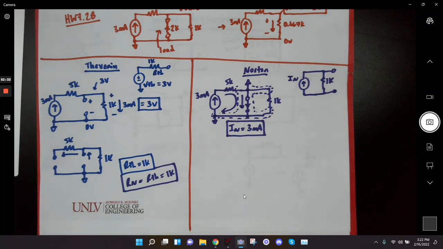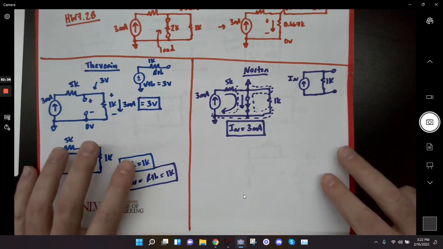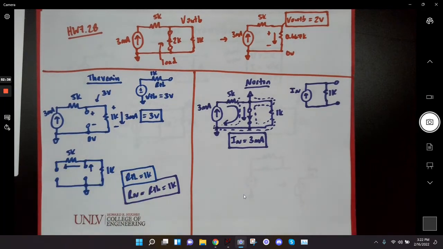So the reason this is important is because there's three things you have to find here. You have to find the Thevenin voltage, you have to find the Norton current, and you have to find the equivalent resistance for the Thevenin and the Norton.